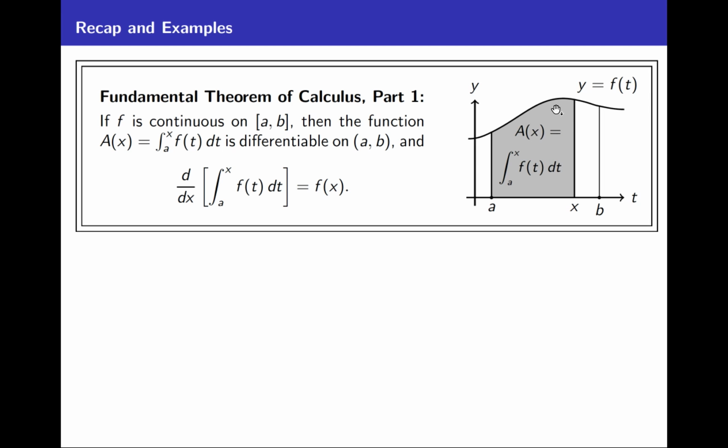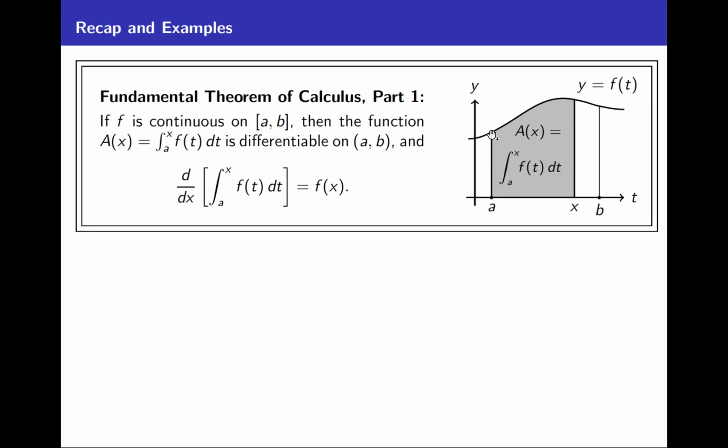And here's the picture. You might think of it this way. You've got your interval from a to b. You've got the graph of a function f of t. And you pick a t value, x, between a and b.